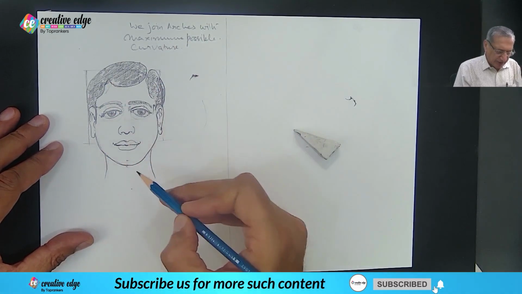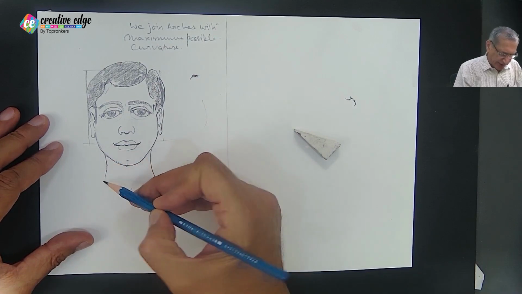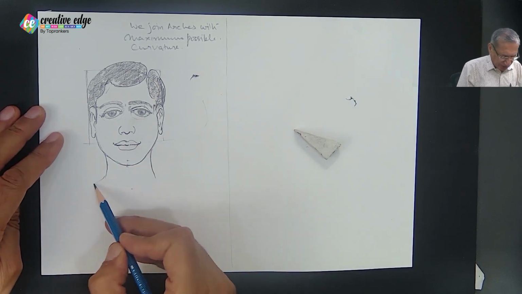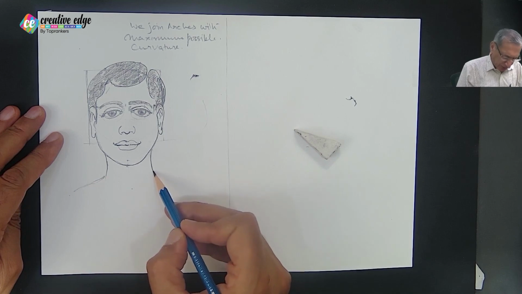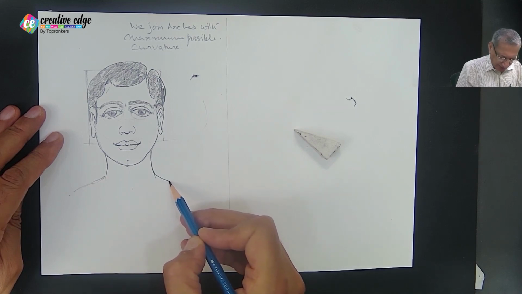Between ear and the chin is the space where you will have the neck. In case of male, you should have the trapezium muscle, the muscle at the back of your neck, as a part of the shoulder.